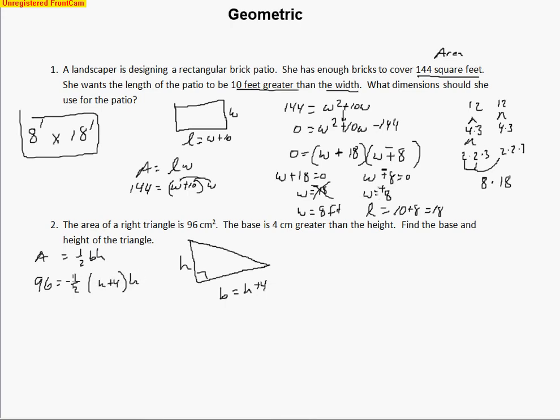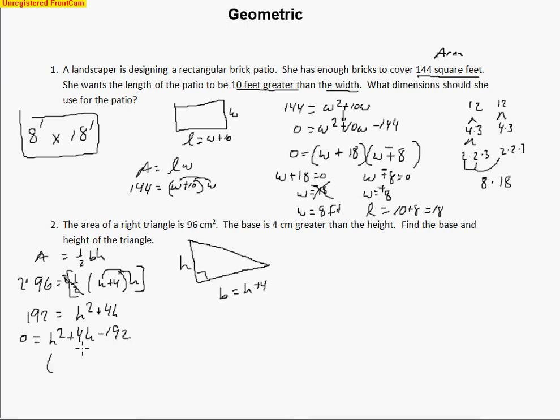Well, I've got this 1/2. I could get rid of that by multiplying it by 2. That'll cancel that out, but I've got to multiply the 96 by 2. It's going to give me a little bigger number now, so I've got 192 equals, and then I'll distribute now, and so I've got h squared plus 4h. Well, moving the 192 over leaves me with h squared plus 4h minus 192, and this all equals 0.